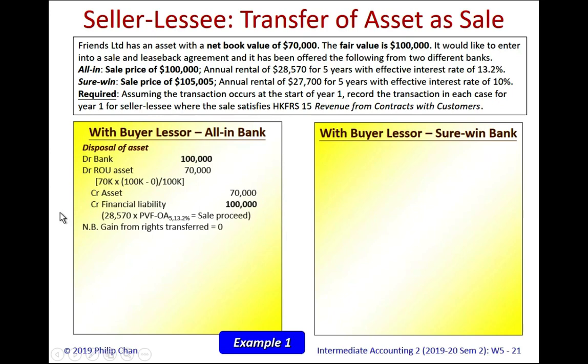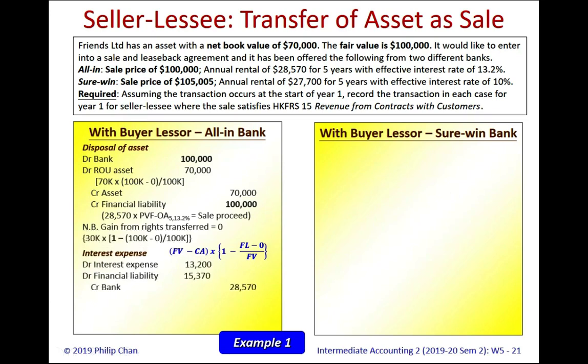Okay, so after this, things would be easy because you now have a liability and you can work out the interest. 100,000 times 13.2%. You then have the interest expense, right? And then you credit bank 28,570. The difference is financial liability.